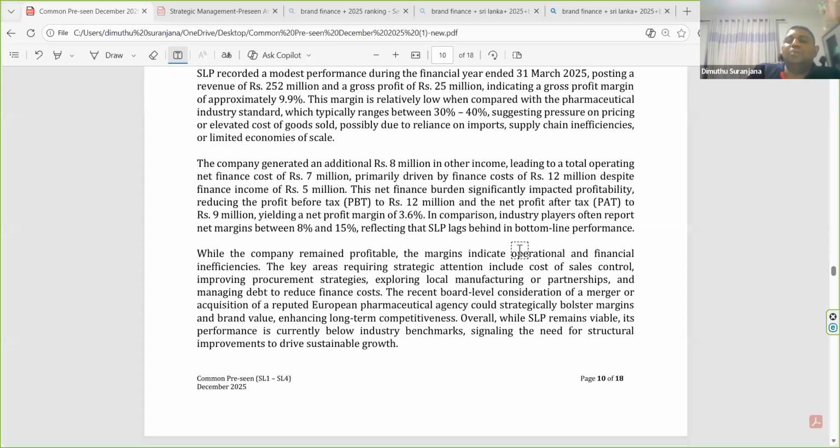Possibly reliance on imports and supply chain efficiency are the country factors for that part. The import cost may be high. There may be some supply chain inefficiencies or limited economies of scale. You know what economies of scale is now? Cost reduction will occur when we are operating at a high capacity level. So they don't have the opportunity to get these economies of scale also.